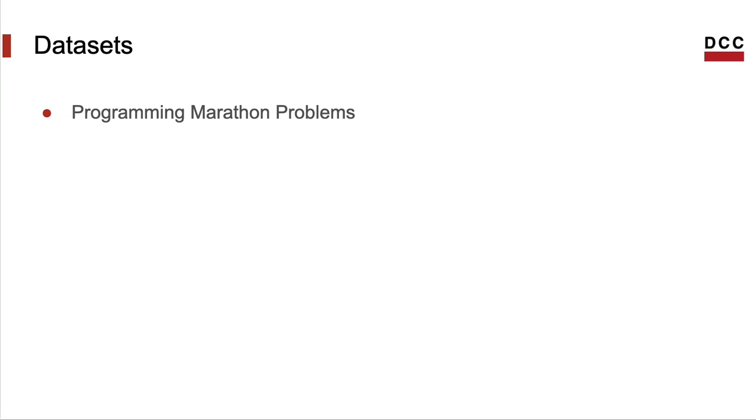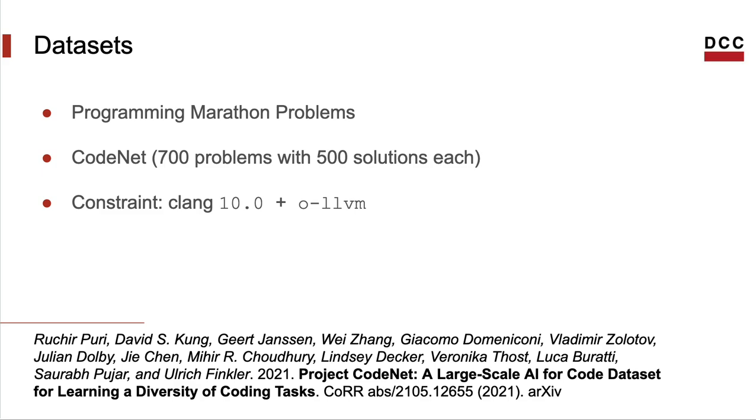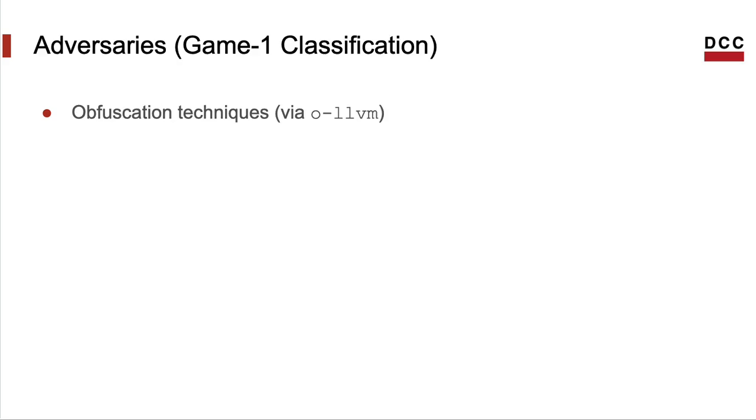For the datasets, we take programs from online programming judges. In particular, we took the dataset that we use in this paper from CodeNet, which is a large repository of programming problems. We built an arena with 700 problems, each with 500 solutions. We made sure that each program can be compiled with Clang and obfuscated with OLLVM. And they have at least one input for which execution ends with status 0. That's to say that the program runs up to normal termination.